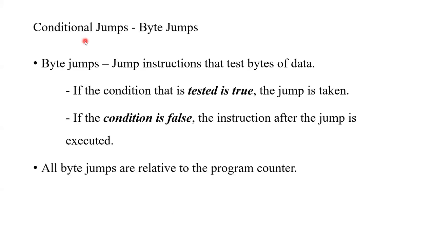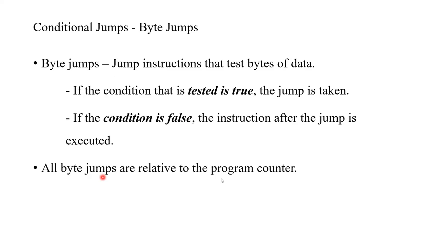Next, we have something called conditional jumps. Conditional jumps could be a condition on the byte or a condition on the bit. First, we'll study the conditional jumps dependent on the byte. Byte jumps are the jump instructions that test bytes of data. If the condition that is tested is true, the jump is taken. If the condition is false, the instruction after the jump is executed.